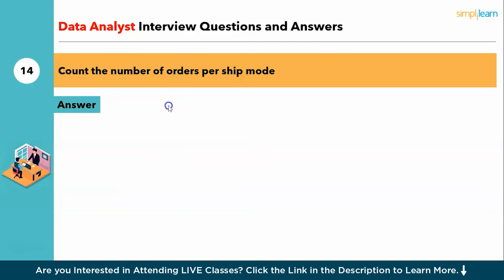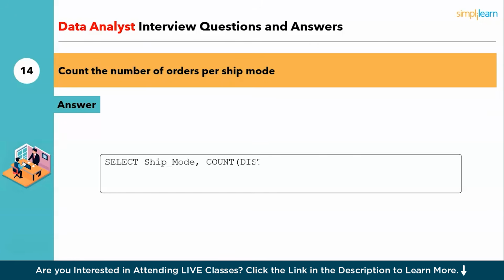Now the 14th question says count the number of orders per ship mode. So we have a couple of ship modes in our data set, maybe first class, regular, standard, right? So we have a wide variety of shipments offered from our sales data. Now we want to find out which shipment mode has got the highest number of orders so that we can prioritize that mode of shipping, right? So let's proceed back to MySQL Workbench and write a query for this question.